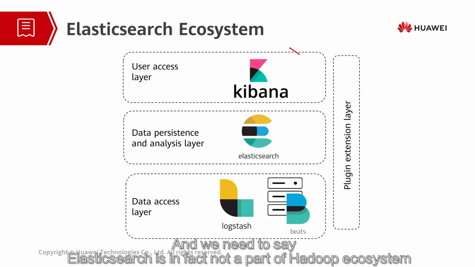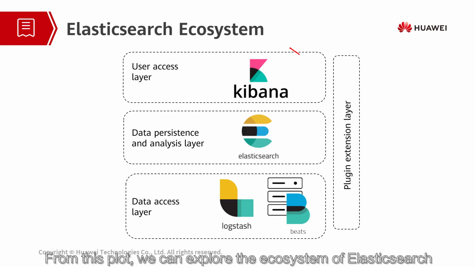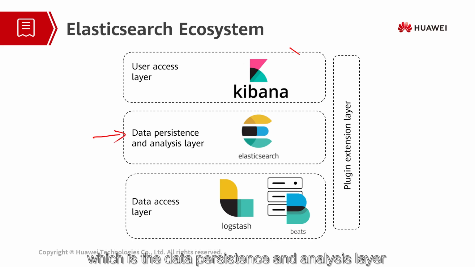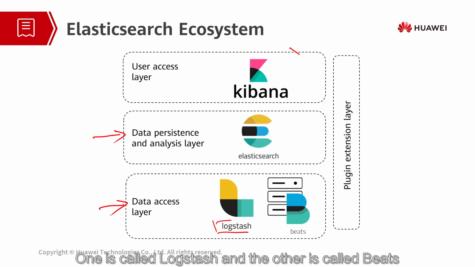And we need to say, Elasticsearch is in fact not a part of Hadoop ecosystem. Instead, it has its own ecosystem. From this plot, we can explore the ecosystem of Elasticsearch. The ecosystem can be divided into 3 layers, and Elasticsearch is at the middle layer, which is the data persistence and analysis layer. And the bottom layer is called the data access layer, which includes 2 components. One is called Logstash, and the other is called Beats.